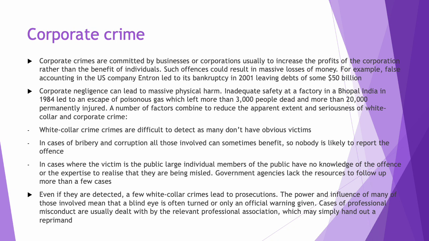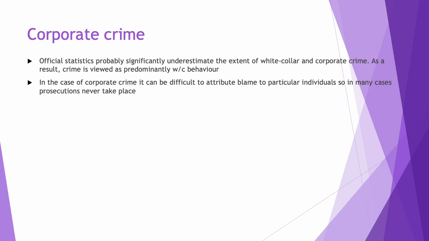Government agencies lack the resources to follow up more than a few cases. Even if they are detected, few white-collar crimes lead to prosecutions. The power and influence of many of those involved mean a blind eye is often turned or only an official warning is given. Cases of professional misconduct are usually dealt with by the relevant professional association, which may simply hand out a reprimand. Official statistics probably significantly underestimate the extent of white-collar and corporate crime.